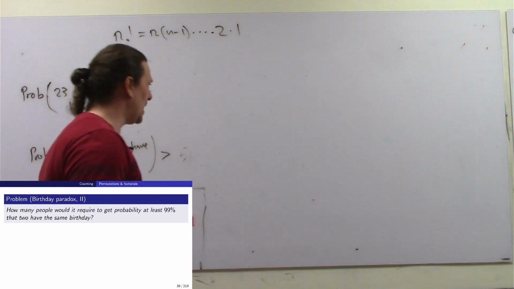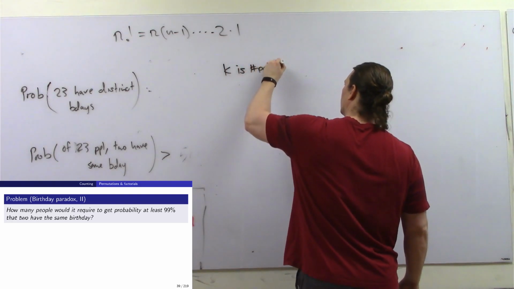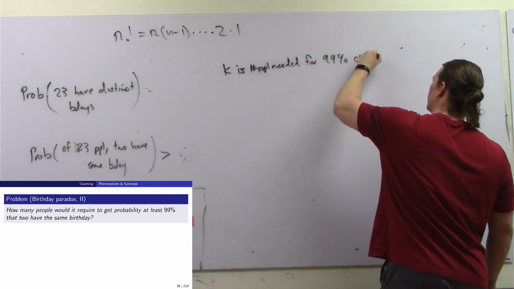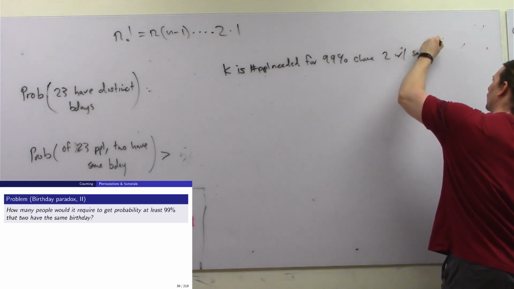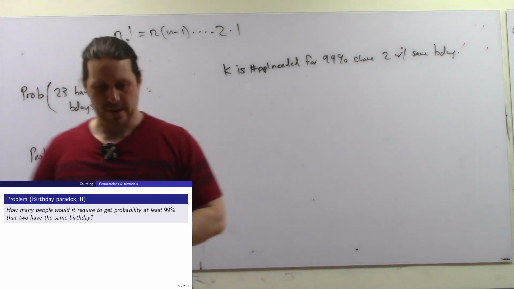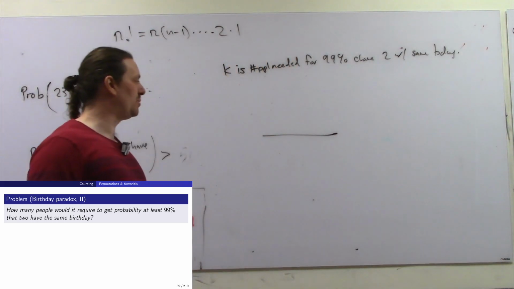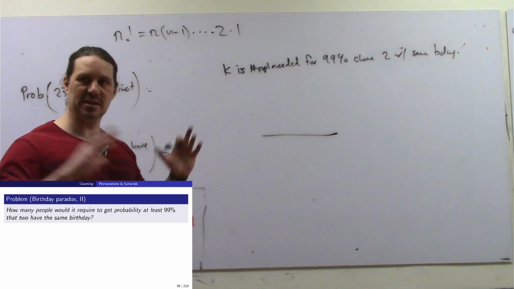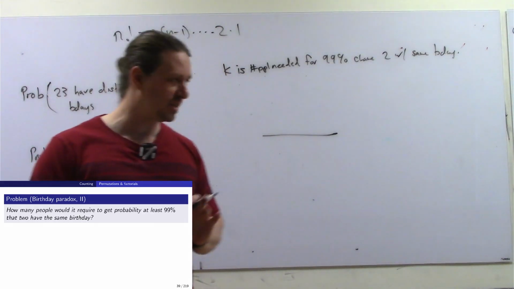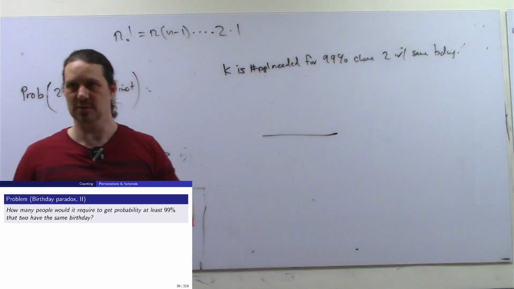Well, let's say K is the number of people needed for 99% chance of 2 with the same birthday. Okay. So I don't know what k is, I'm trying to figure out k in this problem. We're going to look at a probability, and let's compute instead the probability that everyone has a different birthday and show that that has less than 1% chance of happening, right? If there's a 1% chance of all k people having a different birthday, then there's a 99% chance that 2 people actually did have the same birthday.